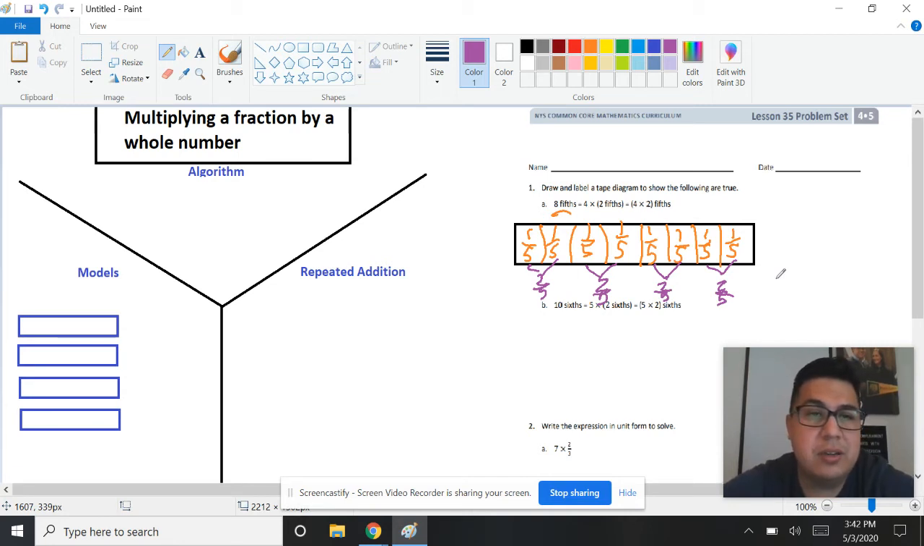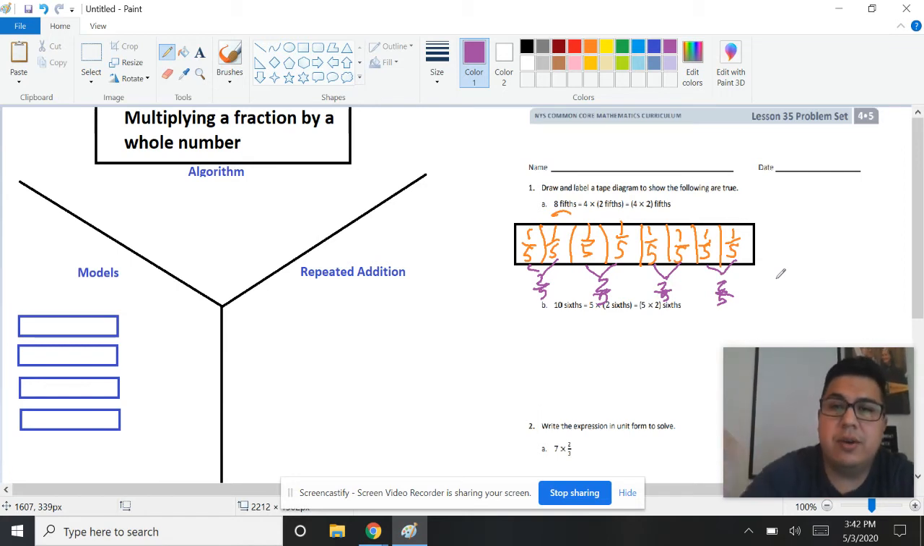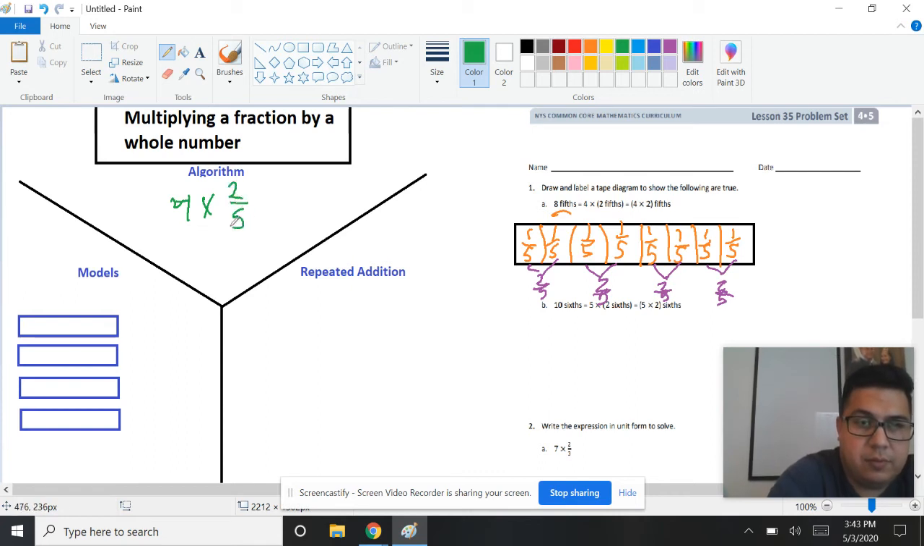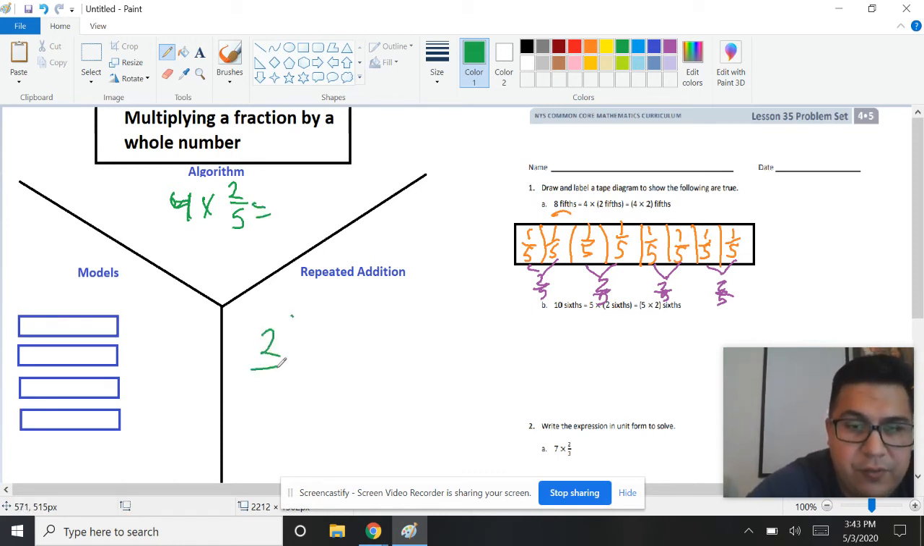I'm going to show you how you can multiply a fraction 3 different ways. So let's go ahead and we'll do the same one. We're going to do 4 times 2/5. And I'm going to first start off with repeated addition. So that's basically doing 2/5 plus 2/5 plus 2/5 plus 2/5. We need 4 2/5, right?